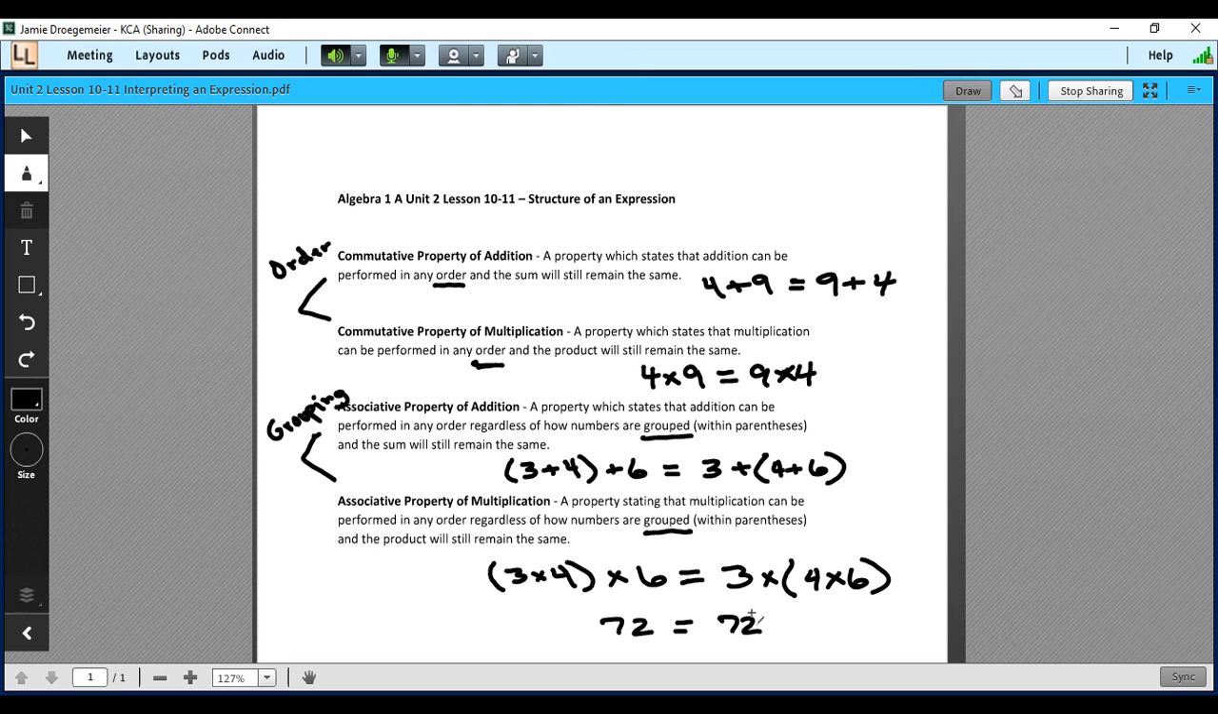In your exercises in this particular lesson, they will be giving you some examples, and you want to be able to identify when it is a case of using the commutative property or when it is a case of using the associative property. Hopefully these explanations have helped.